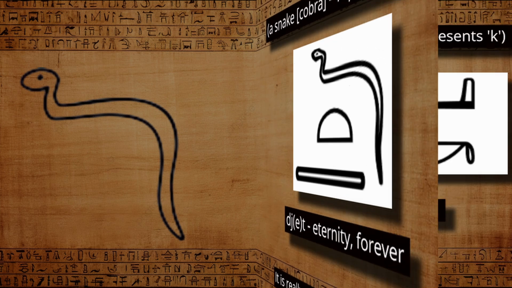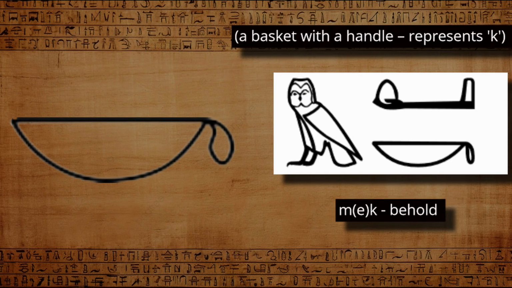Now, the handled basket representing k. Careful, there will be a similar sound coming soon. We see another owl and our basket, with a third ideogram, a stylized arm. It looks as if it would be offering us something. The word meg means behold.